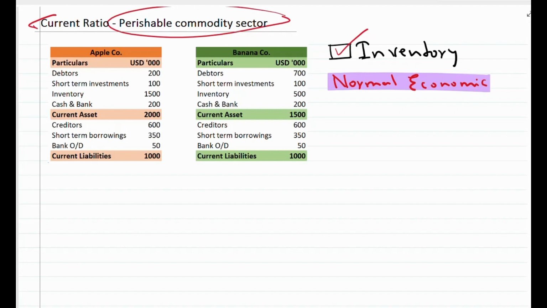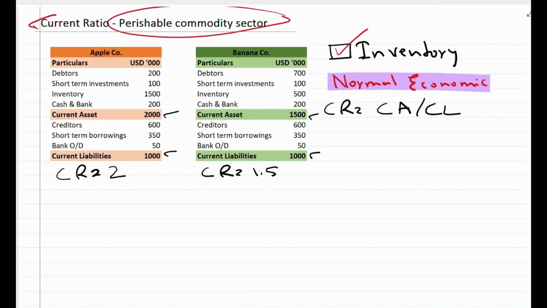If we calculate current ratio, which is basically current assets by current liability, for Apple it is 2000 by 1000, which gives me 2. Current ratio for banana is 1500 by 1000, which gives me 1.5. From this perspective, Apple PLC seems to be doing much better, but as we said, we will look at inventory and its behavior.